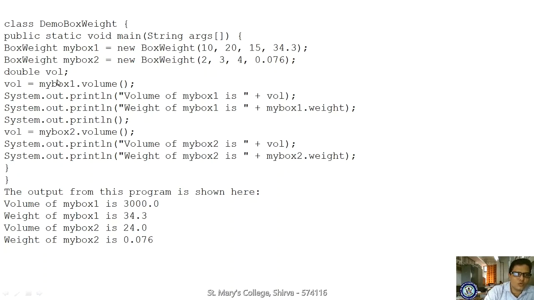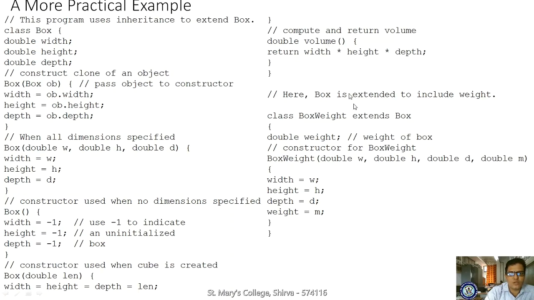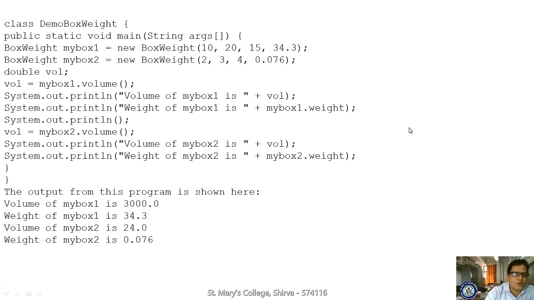Now I'm taking one more variable, double volume. Volume is equal to mybox1.volume. So here it consists of a volume. Through BoxWeight I can access this method because it is inheriting the features of Box. Now I'm displaying the volume, mybox1.volume, length into breadth into height. This is right, 10 into 20 into 15, some value will come that will be stored in your volume and displayed. Then what is mybox1 weight? That is 34.3 grams or kgs.